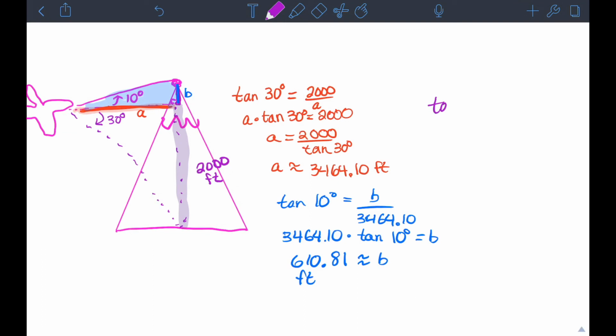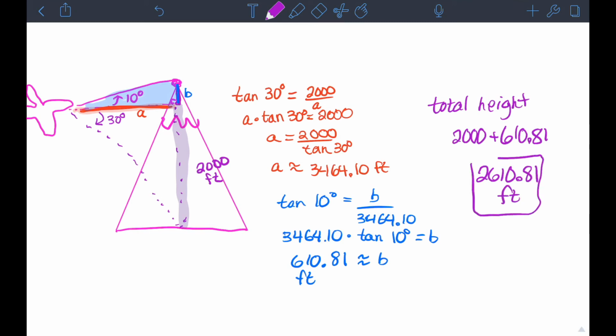Total height of the mountain, I need to add those two together. So if I take my 2,000 feet plus the distance from the plane to the top of the mountain, I get that the mountain's total height from the ground to the very top is 2,610.81 feet.